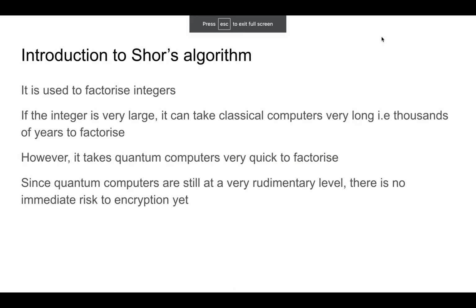Okay, so right now I'll be explaining Shor's algorithm. Shor's algorithm is used to factorize integers. As you know, if the integer is very large, it's going to take a classical computer very long to factorize it. Depending on how large the integer is, it is even possible for the classical computer to take thousands of years to factorize the integer. Imagine we have an integer with 1,000 digits or so.